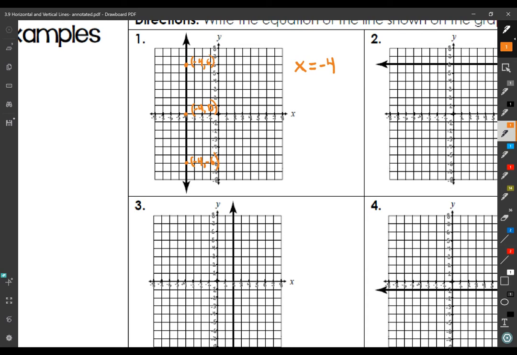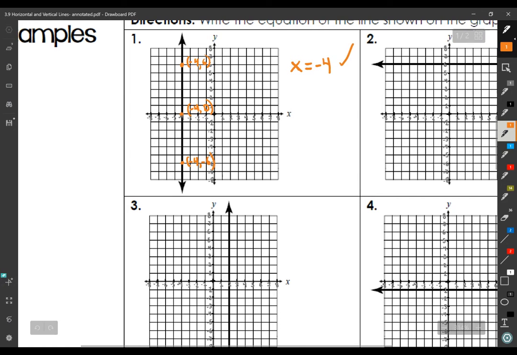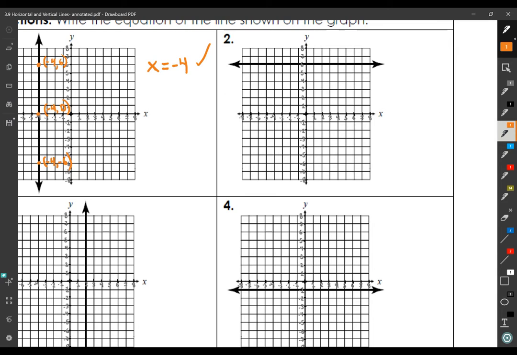That's the equation of this line. Every single coordinate on that line will have an x coordinate equal to -4. So that's it. This is my final answer. The equation of the line is x equals -4. Okay, let's try the next one.